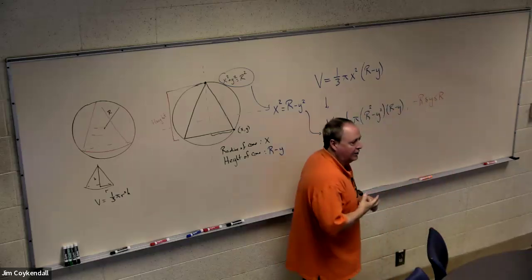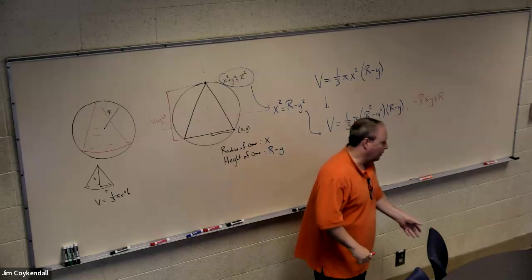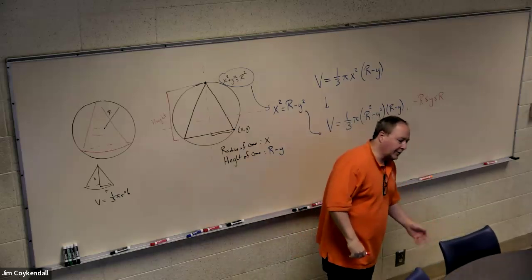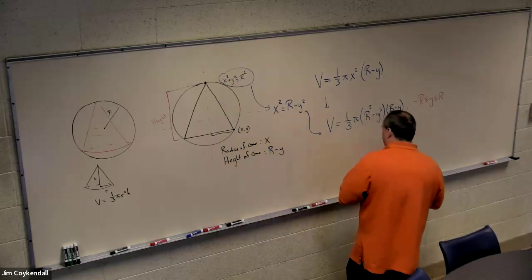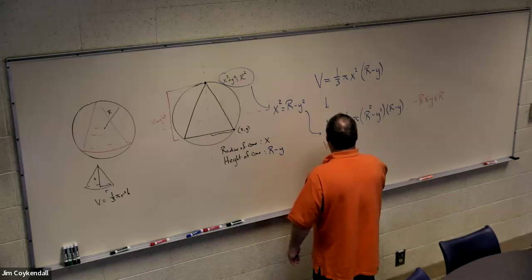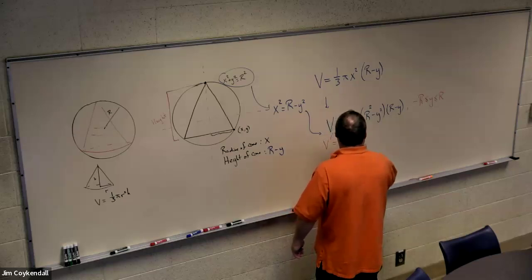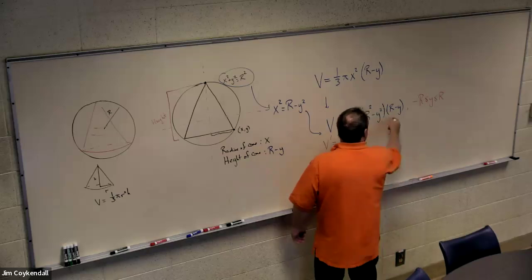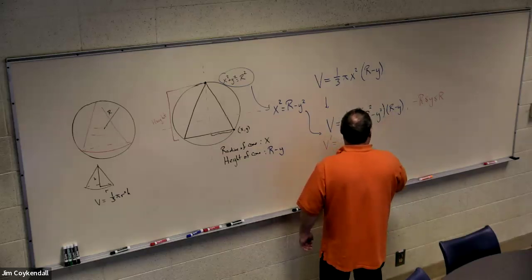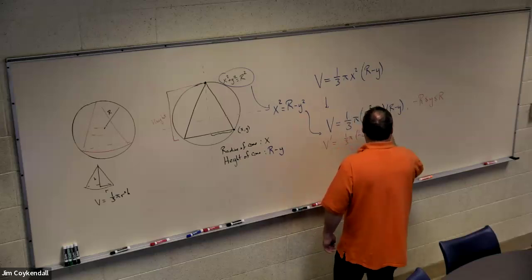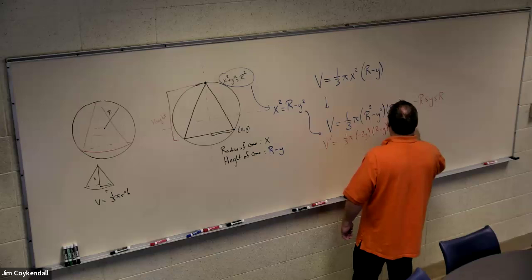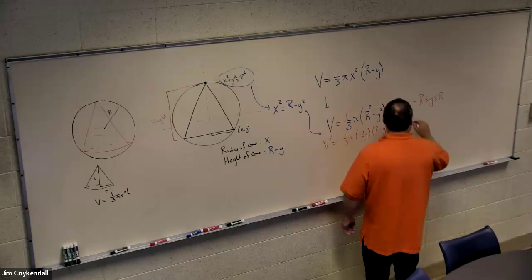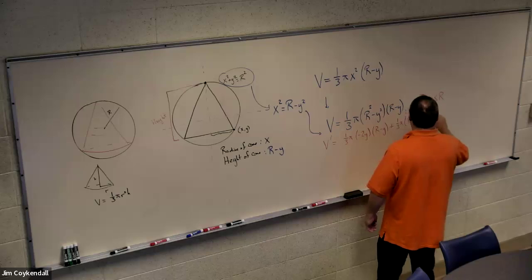That's got me excited because this is a continuous function on a closed interval. So all we've got to do is find the derivative, find the critical numbers, and then plug in some stuff. So, 1/3 pi, I'm going to use the product rule on these two factors. This is going to be minus 2y times (r minus y), plus 1/3 pi times (r squared minus y squared) times negative 1.